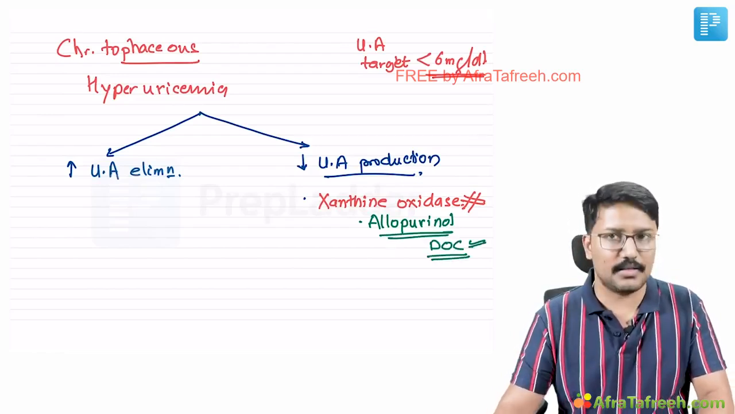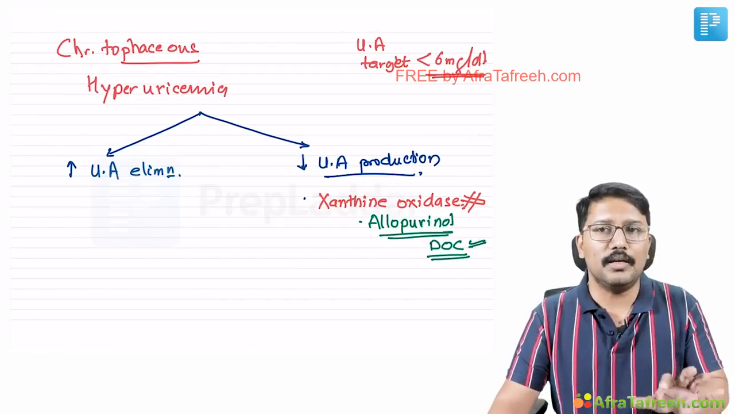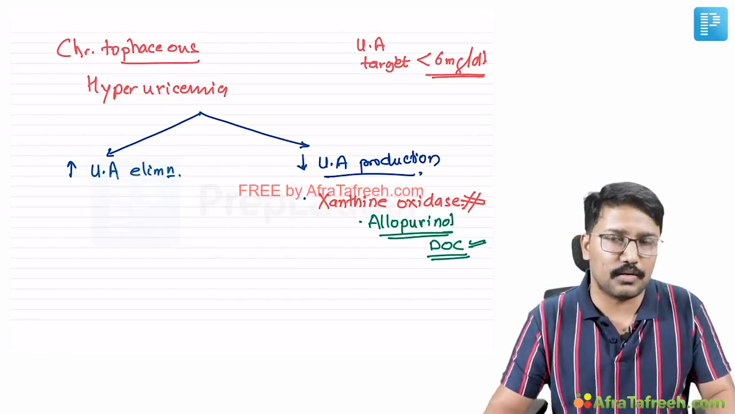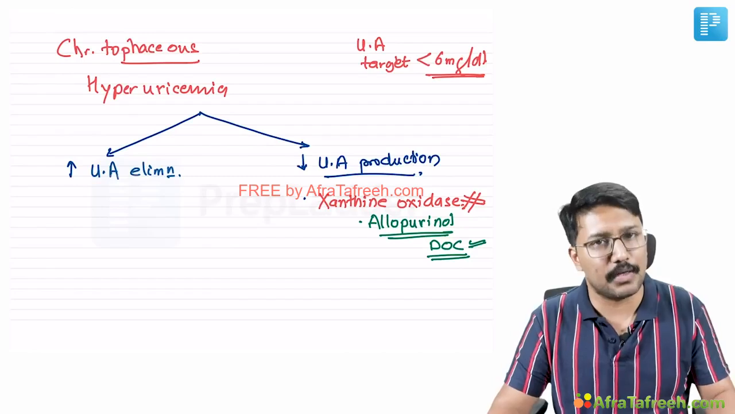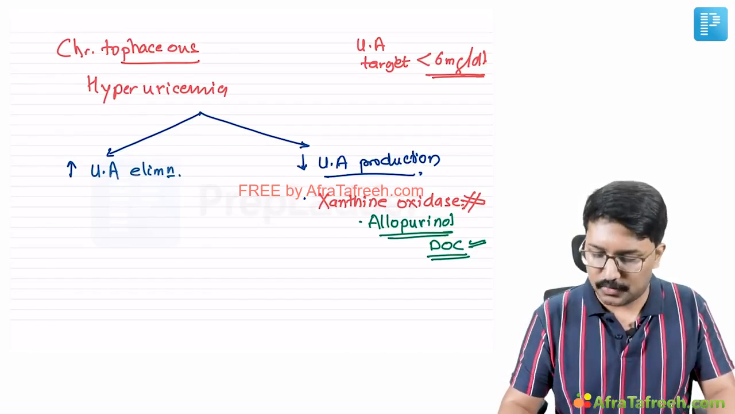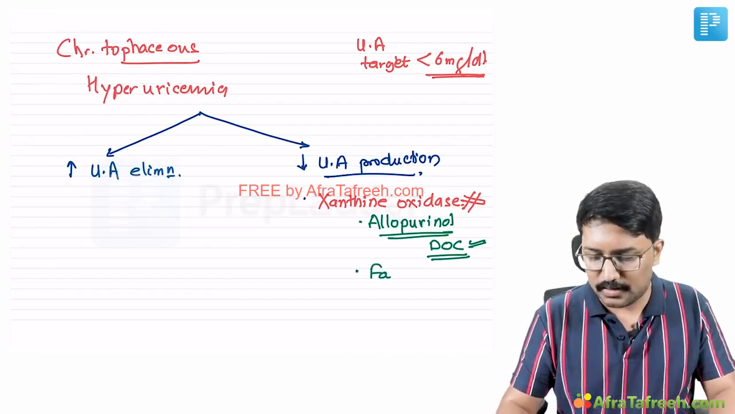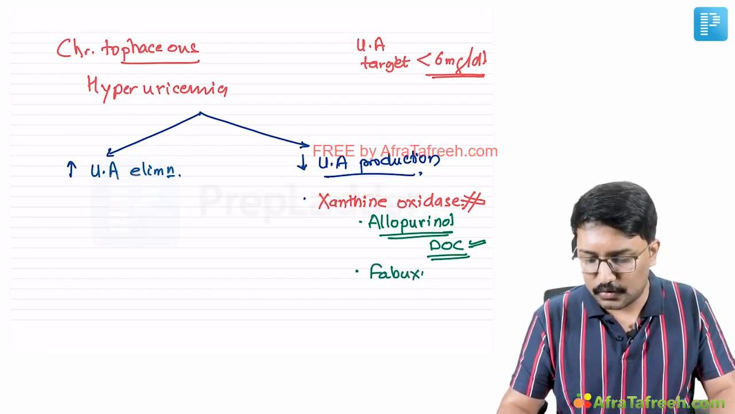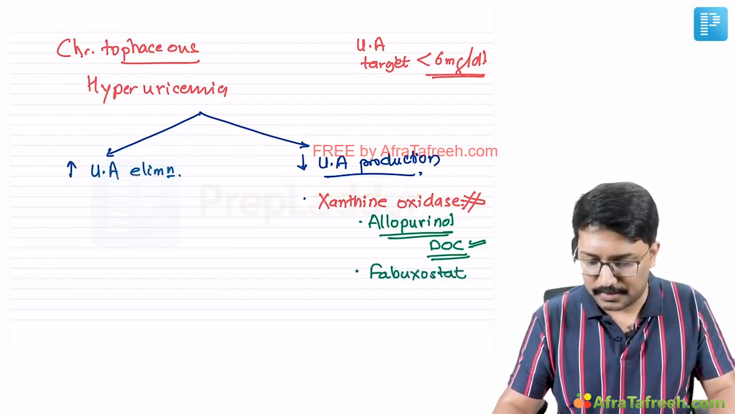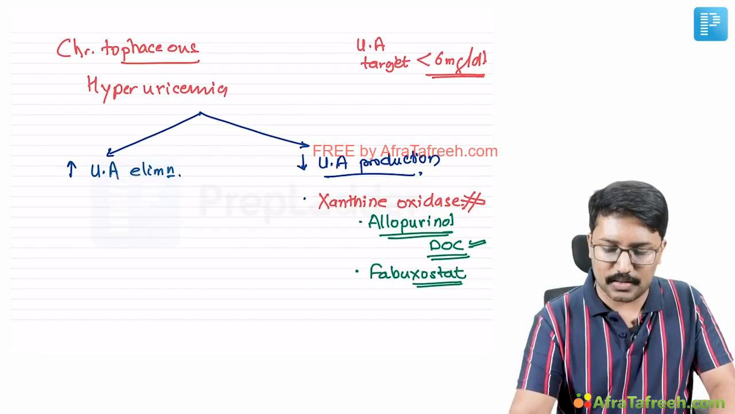This is the first line agent, the drug of choice whenever we talk about regular management of gout, right? Whenever we talk about the management of hyperuricemia, this is the drug of choice. Alternatively, we have another drug called febuxostat, which is also a xanthine oxidase inhibitor.